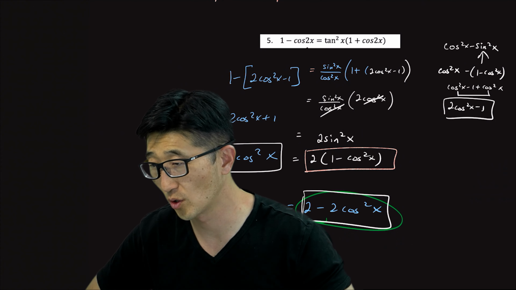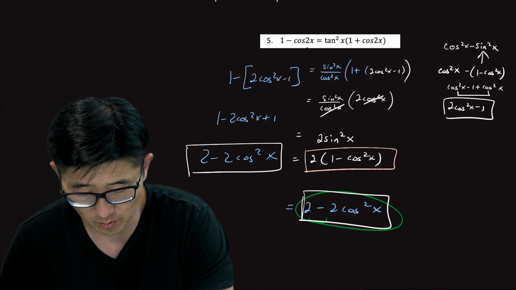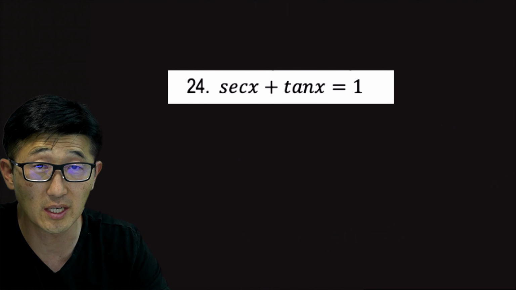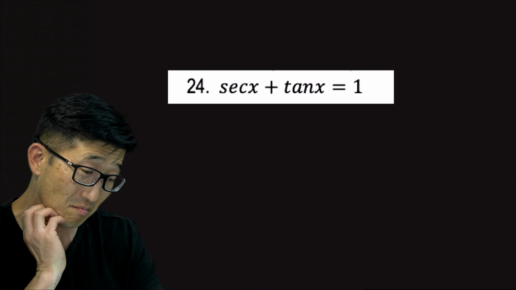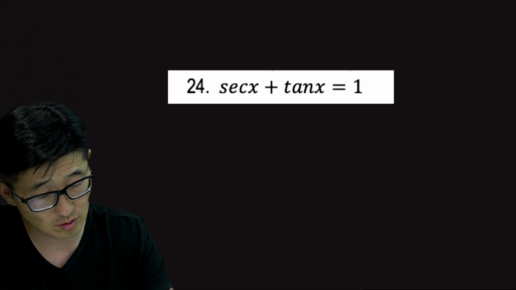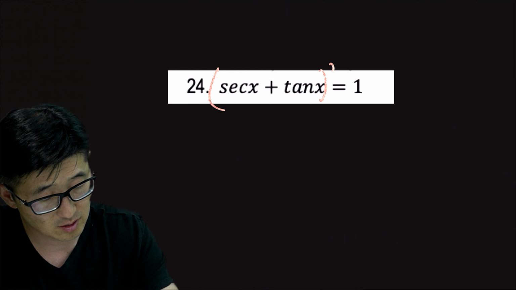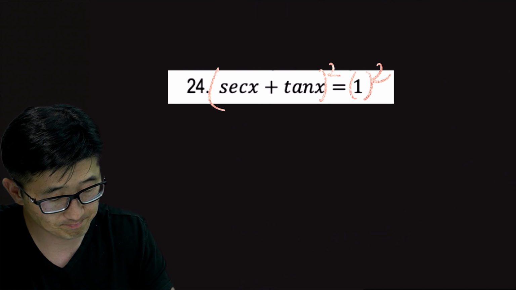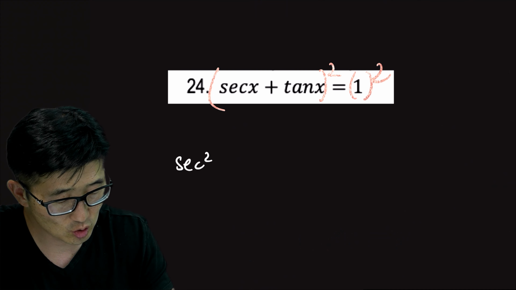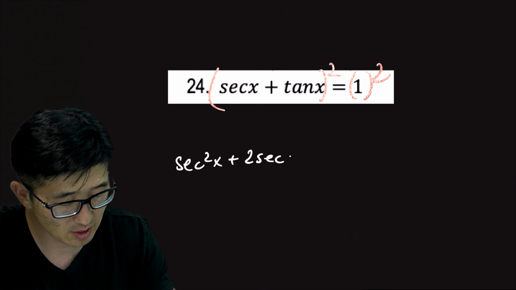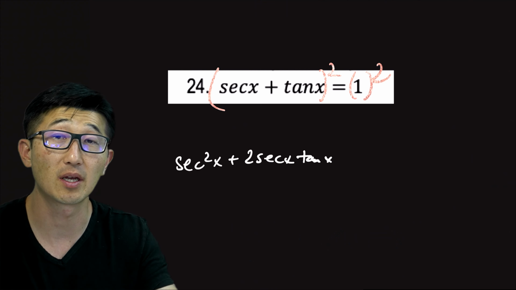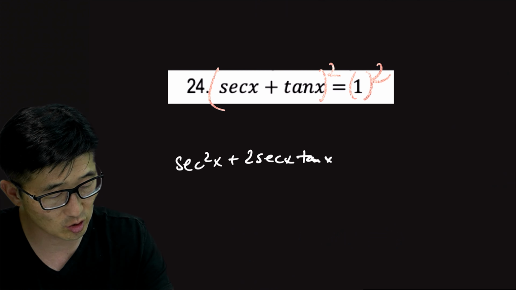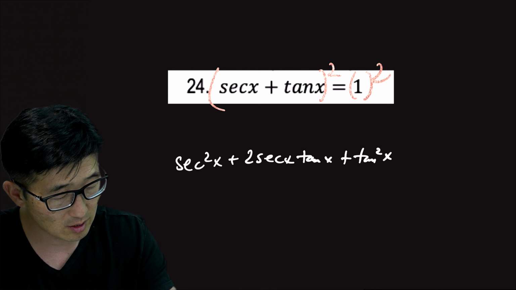Real fast before time runs out. This is a situation where you have to square both sides. So you'll have to go like this, and then this will become secant squared x plus 2 secant x. If I run out of time and you need help on this one, just let me know and I'll try to do a video on it. Okay, thank you.